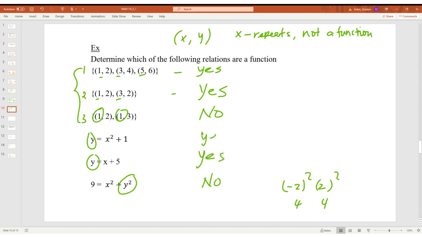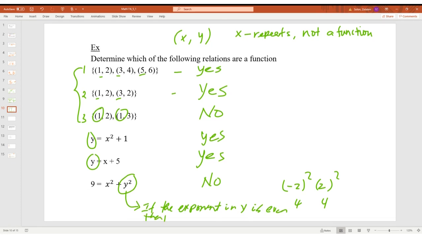So in simple terms, the exponent in the y term cannot be even power. So if the exponent in y is even, that's not a function. It's not a function.